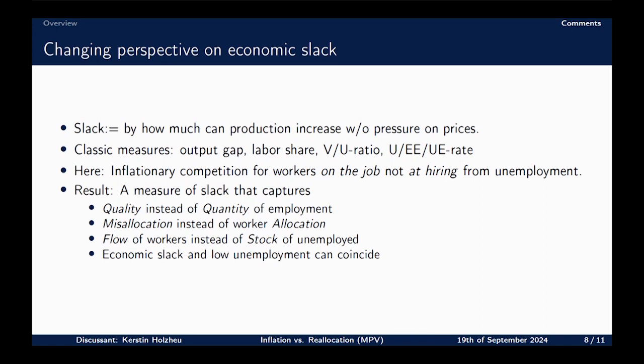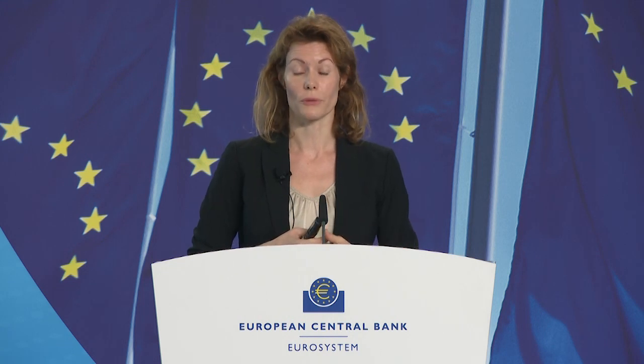And here I would like to speak a little bit about the new measure of slack that is proposed in this paper. And this is a very big contribution, I think, because a measure of slack is something that is often used in policy making circles. It's an important way of communicating research and actually getting predictions out of it. Classically, we know the output gap, the labor share, the unemployment rate. Here, the authors suggest this acceptance ratio, and it is novel because it allows us to capture the quality instead of only the quantity of employment. It speaks about misallocation, not just allocation. And it's about the flow of workers instead of the stock of unemployed.